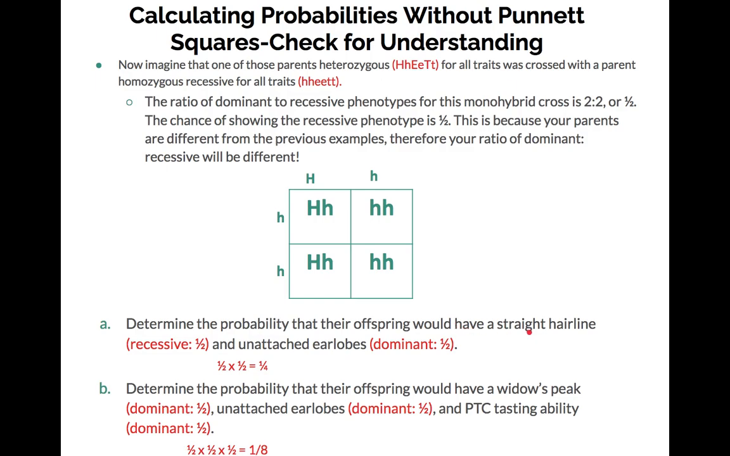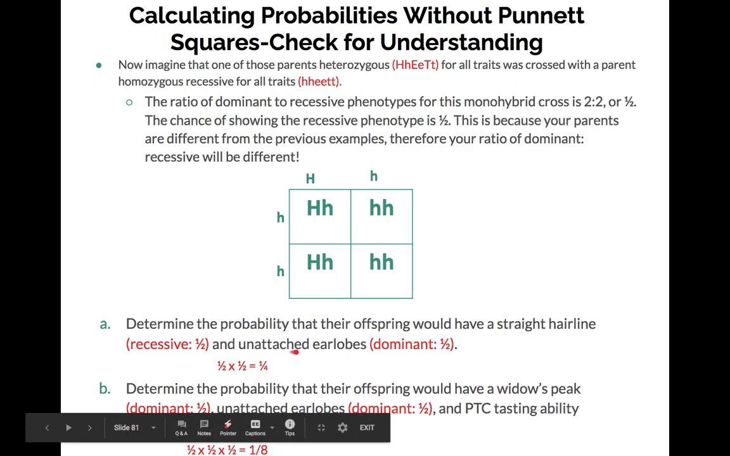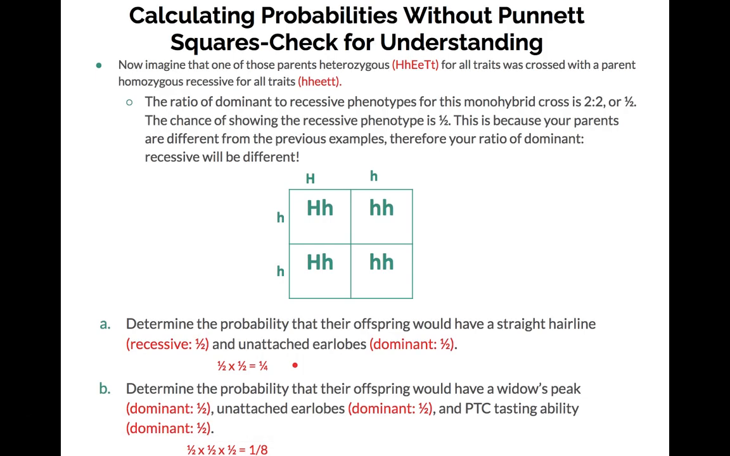So their offspring would have straight hairline. Again, that was recessive. Unattached earlobes, that was dominant. Now our chance is 1/2, again, because we have two different parents. So that's 1/2 times 1/2, and we end up with 1/4. Part B, widow's peak was dominant. Unattached earlobes was dominant, and PTC tasting ability was dominant. But now that our parents are different, again, 1/2 times 1/2 times 1/2, we have a 1 in 8 chance.